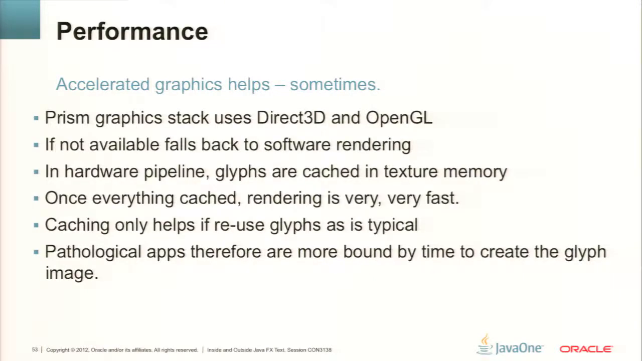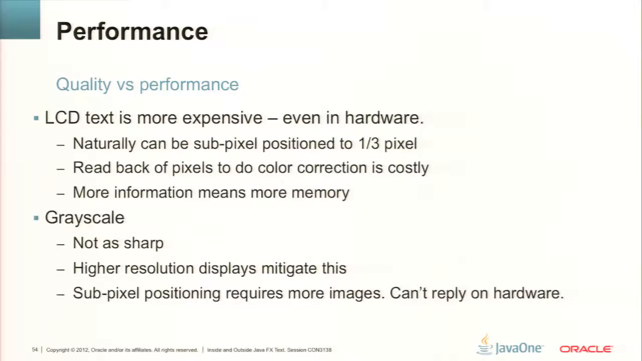So performance basically is very important to us, and so accelerated graphics definitely helps sometimes, but sometimes you're just bound by the cost of rasterization, the cost of actually going to the font, getting the font information off disk, turning it into an image. Caching is actually a really powerful tool, but it only helps if the glyphs are actually reused. If you've got a pathological application which never reuses a glyph, then hardware acceleration will only help so much. But for typical applications it will, and we can actually get some pretty good results.